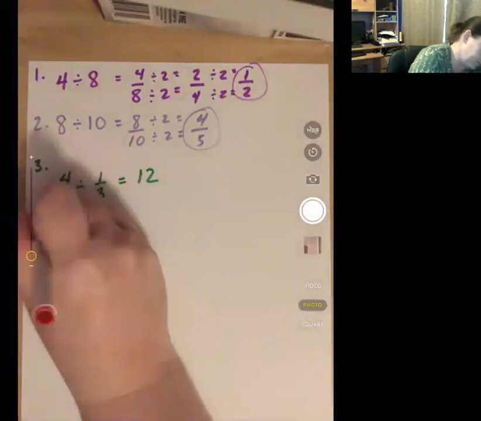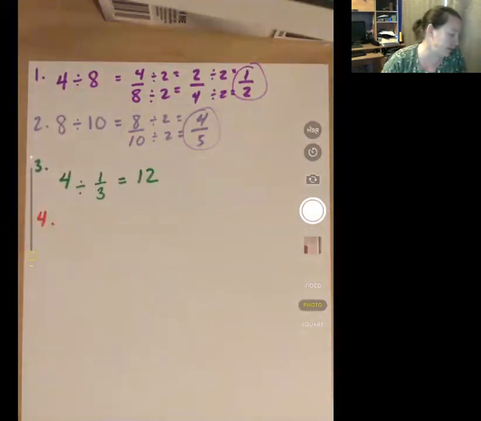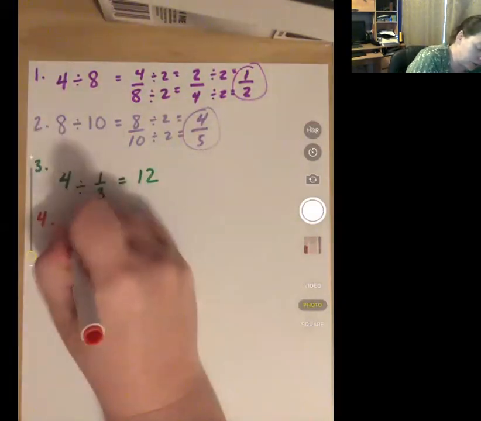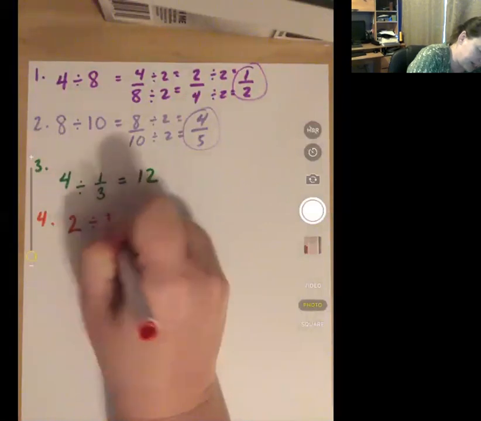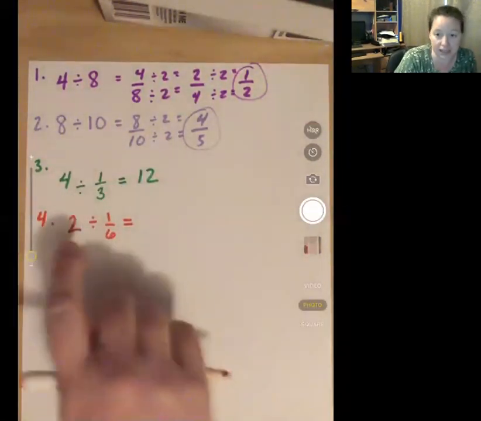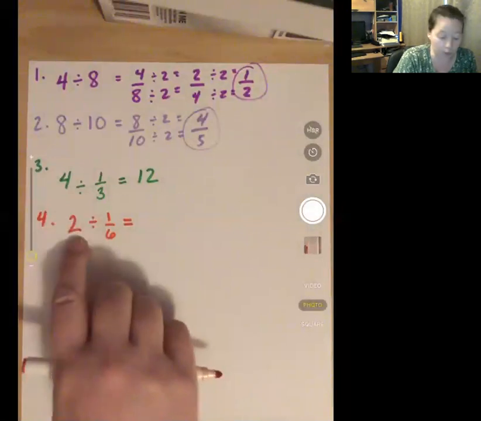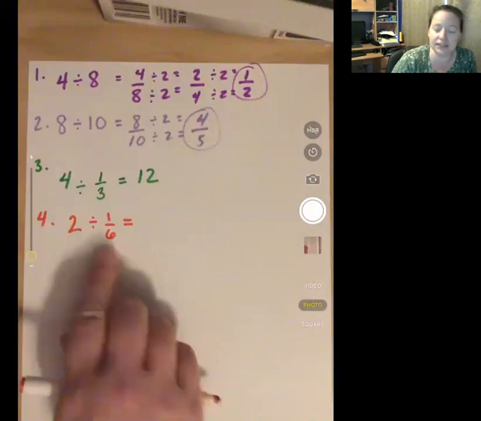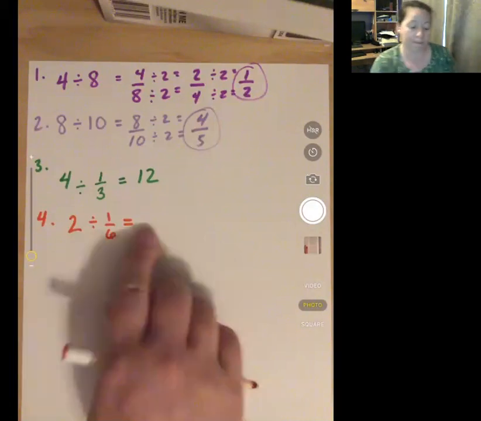Number 4. Vu has 2 pizzas he's cut into sixths. How many 1/6 size pizzas does he have? So I started with 2 and I'm dividing it up into sixths. Once again, I started with a whole, I'm cutting it into pieces. So I'm going to end up with a whole number. 2 times 6 is 12. So I end up with 12 pieces. Number 5.